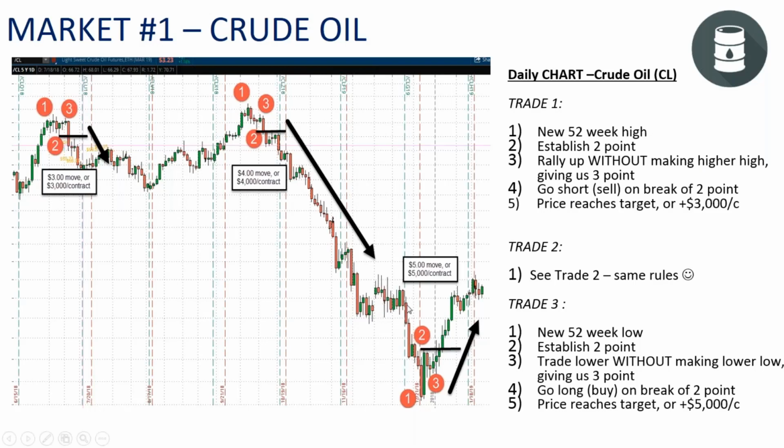But what happens? The market decided it wanted to sell off. It never took out the number 2 high, but in fact took out the number 1 low and sold off another $10 per barrel. And we finally got another flush down low right here, giving us a new 1, 2, 3 bottom with the $5,000 per contract price objective.